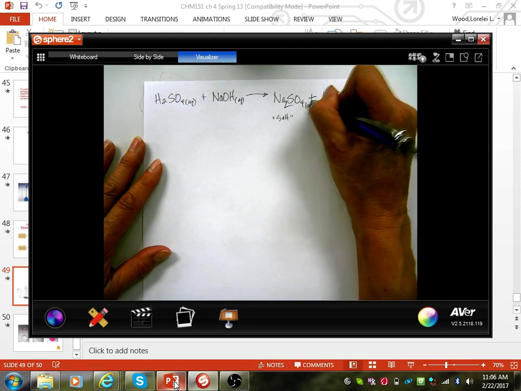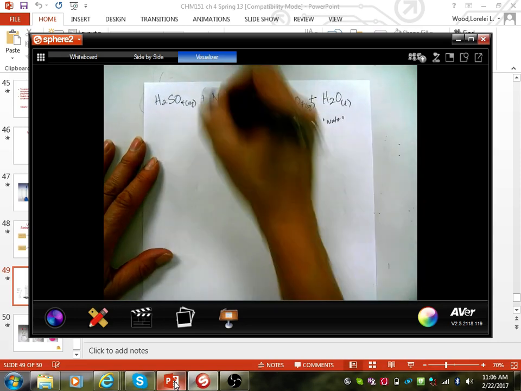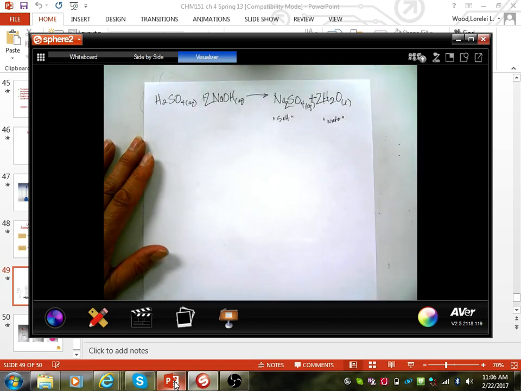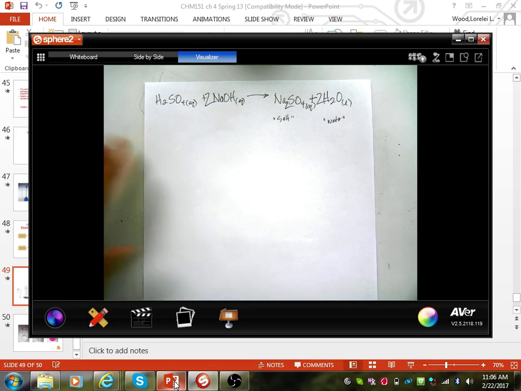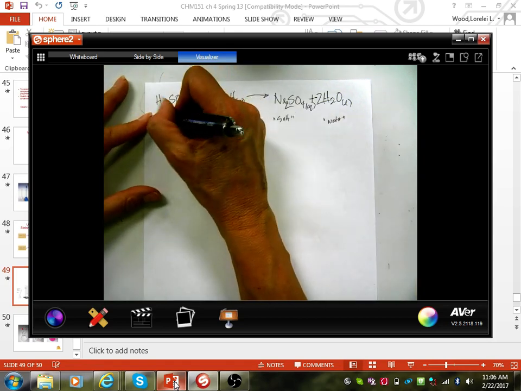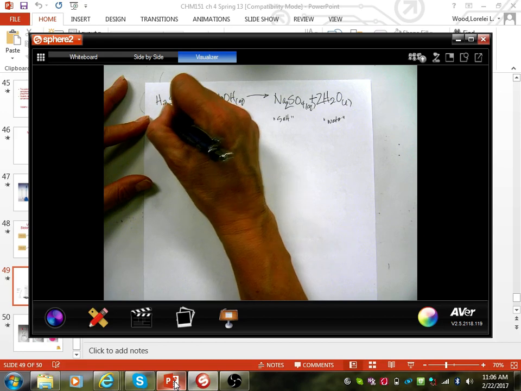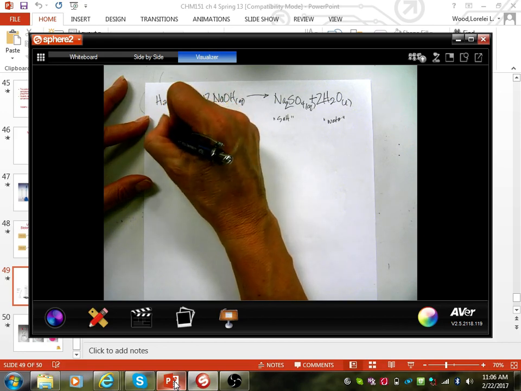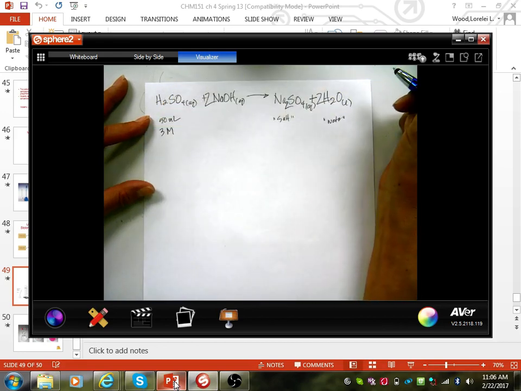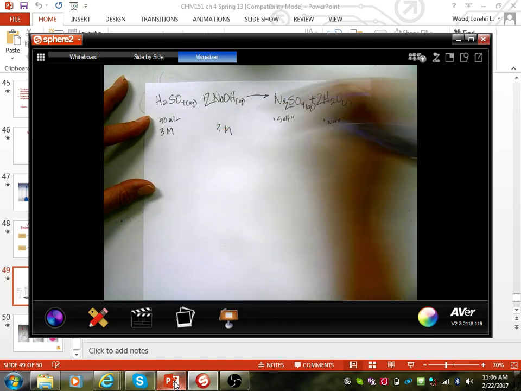Aqueous solution. All right. Now we got to balance it. Make a 2 there and a 2 there balances things. All right. So in this reaction, I'm doing what's called standardizing my sodium hydroxide. I've got some acid, and I'm going to have 50 mils of my acid, and my acid was 3 molar. And I don't know the concentration of my base. That's what I got to figure out.